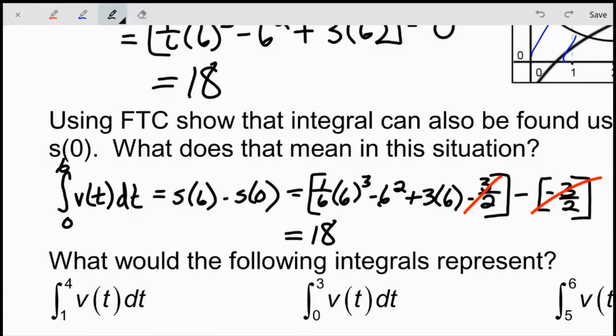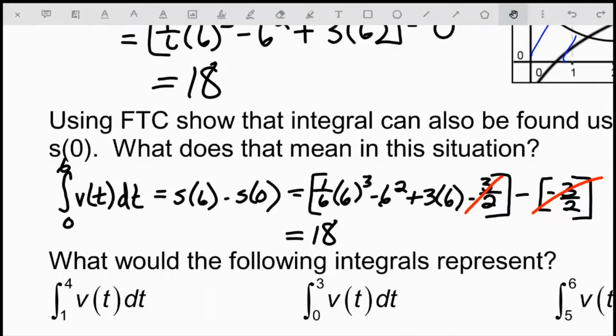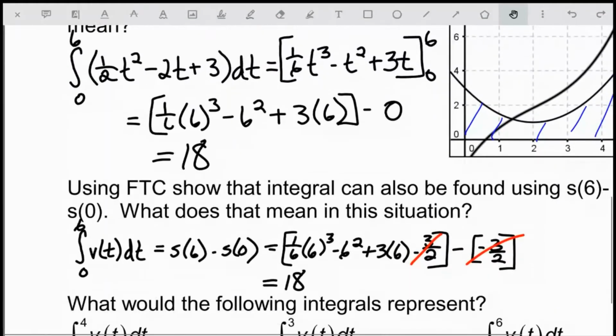So it doesn't matter what that constant value is when I do an antiderivative at the upper limit minus an antiderivative at the lower limit. I can have a plus c there, or I can assume that that c value is 0. It's not going to make a difference. And that's really what we're showing here: the first time I worked it out, I got 18. I assumed that the plus c was 0. And then the second time I used that actual given position function and had a c value of negative 3 halves, and I still got the same result. So the main thing is the plus c doesn't make a difference.